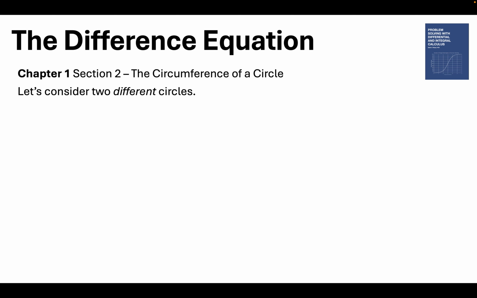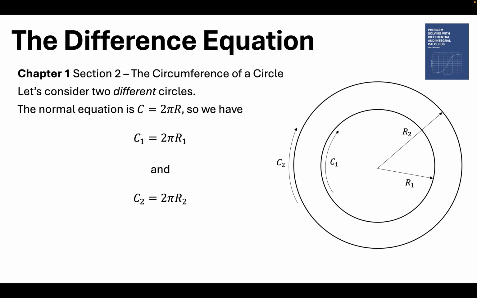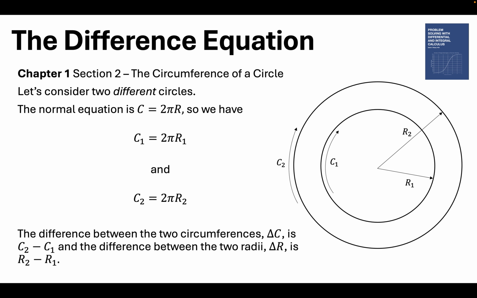We can calculate it using the normal equation. So we'll consider two different circles. One has radius r1, circumference c1. One has radius r2, circumference c2. The equation for the circumference of the circle is the same for any circle, c is 2 pi r. So we can write c1 is 2 pi r1, c2 is 2 pi r2. The difference is delta c is c2 minus c1. The difference in the radii, delta r, is r2 minus r1.